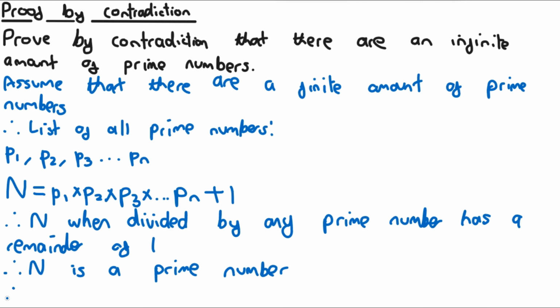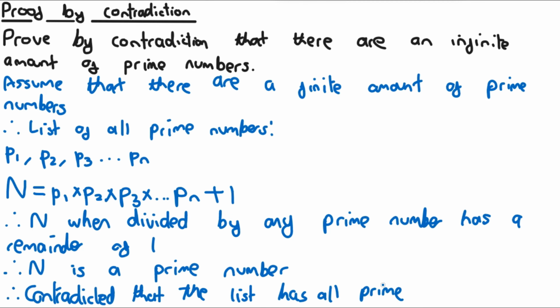But therefore we've made a contradiction. We have contradicted that the list has all prime numbers. Because it doesn't now, because we found a new prime number. We have found that n is a prime number, but this wasn't included in this original list. The final prime number was Pn, but we have proven that n, which is times by Pn, so therefore it's bigger than Pn, is not in this list. So therefore n should also be in this list as well. So we have contradicted that the list has all the prime numbers, so we've done our contradiction.